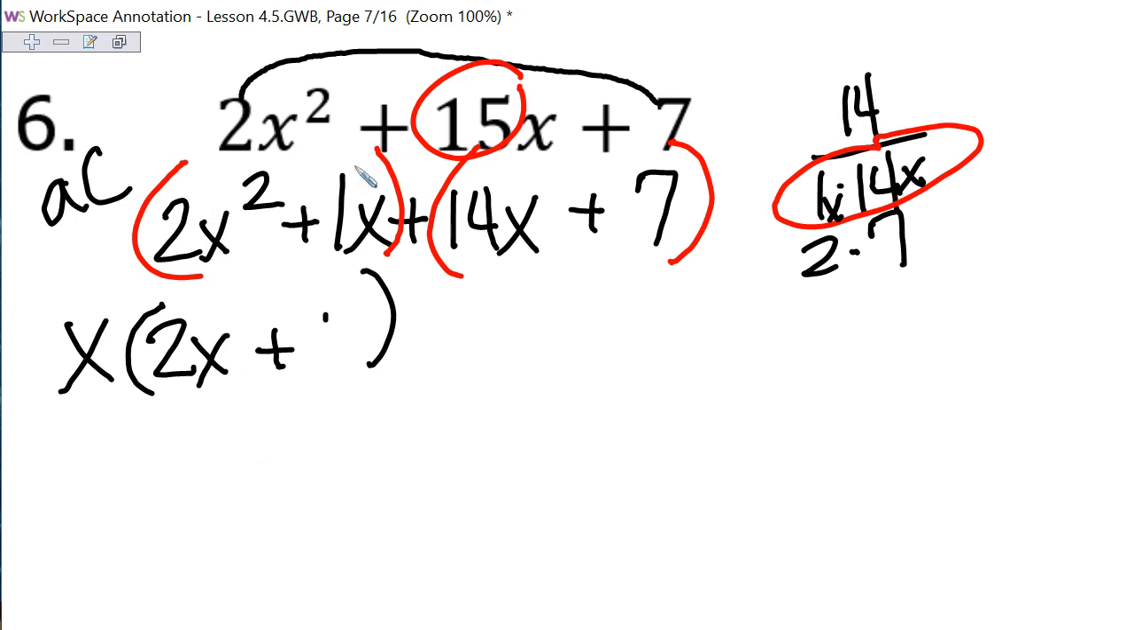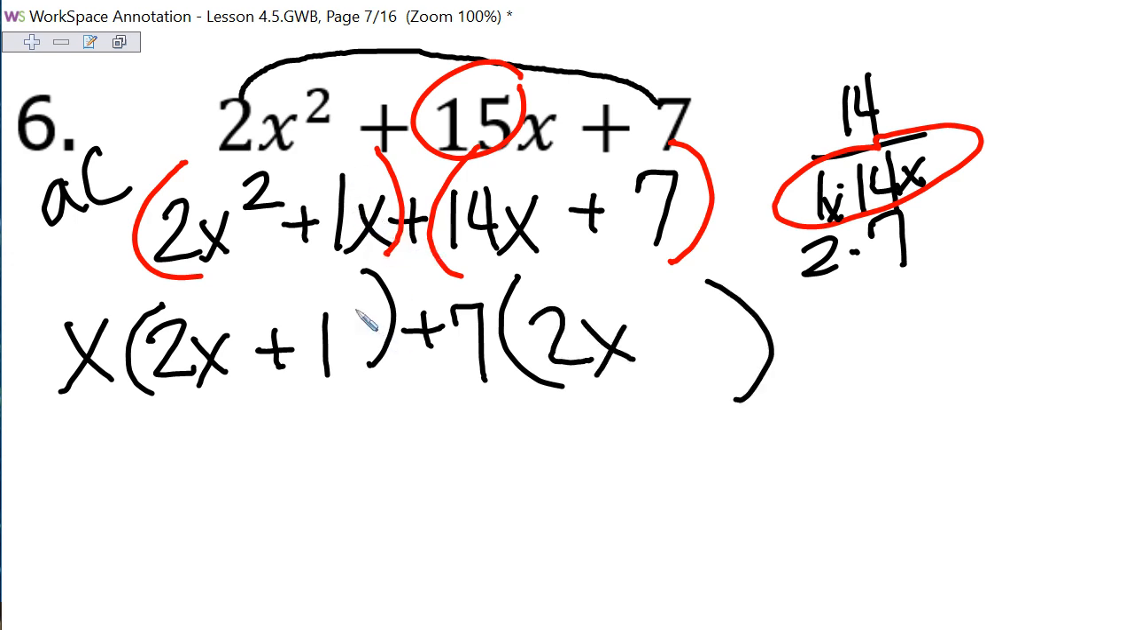Now for the second group, same thing. Factor out the GCF for the second group. So what's the GCF between 14 and 7? 7. Since this first one in the group is positive, it's going to be a positive 7 that I factor out. Now 7 times what gives me the 14x? 2x. 7 times 2x is 14x. And 7 times what gives me 7? A 1. Now we're ready to write our two answers.